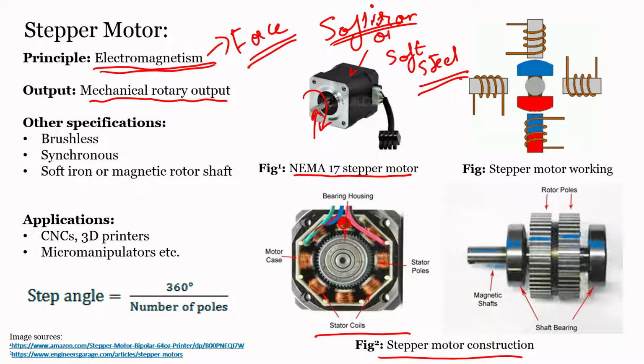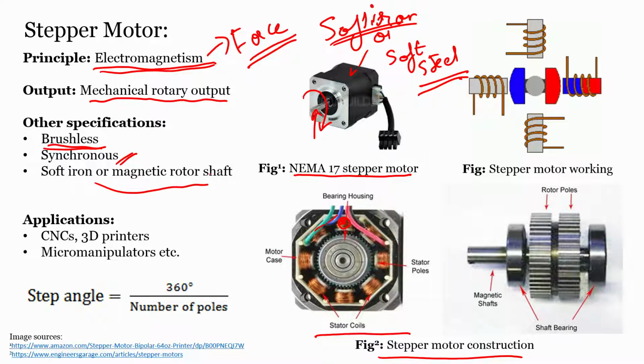And the good things about the stepper motor are they are brushless, okay. They are brushless, so the contact losses are very less, and it's synchronous. It means that whatever signal we give at a stipulated time, or whatever signal that we give right now, it is going to affect the motion of the stepper motor, okay. So it doesn't have any delay or lag, okay. So it's synchronous, and it has a soft iron or magnetic rotor shaft, okay. I will give you an idea about it.